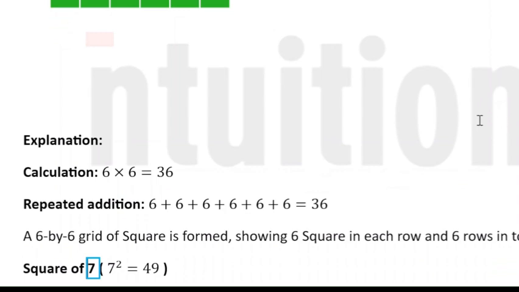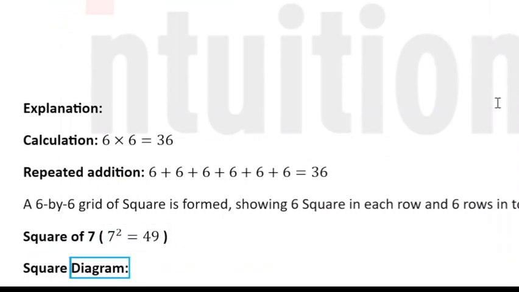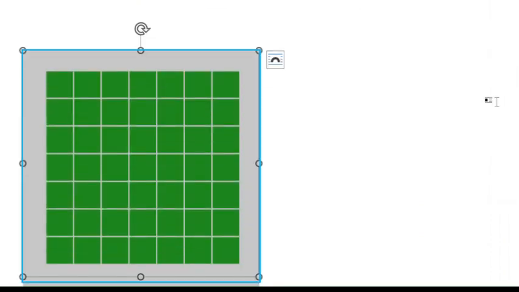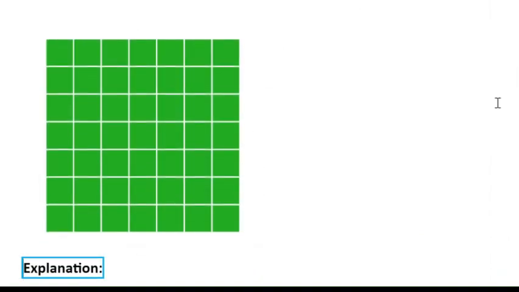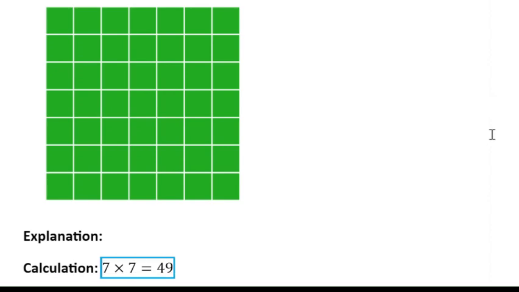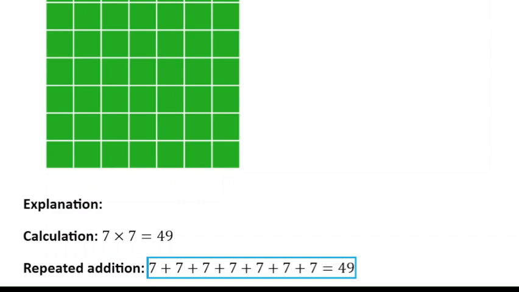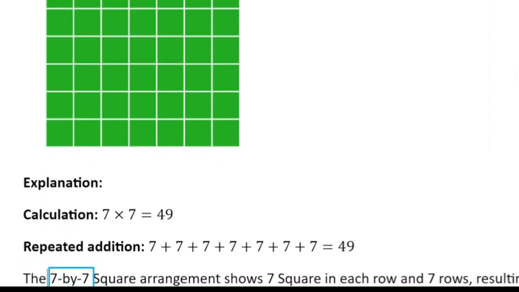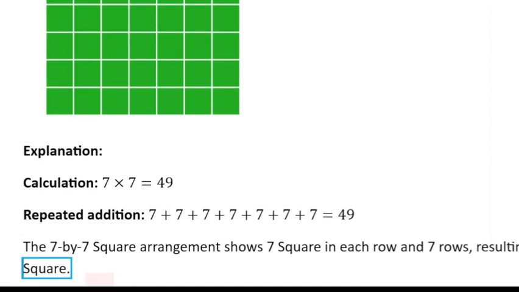Square of 7. 7 squared equals 49. Square diagram. Picture 25. Explanation. Calculation. 7 times 7 equals 49. Repeated addition. 7 plus 7 plus 7 plus 7 plus 7 plus 7 plus 7 equals 49. The 7 by 7 square arrangement shows 7 squares in each row and 7 rows, resulting in 49 squares.